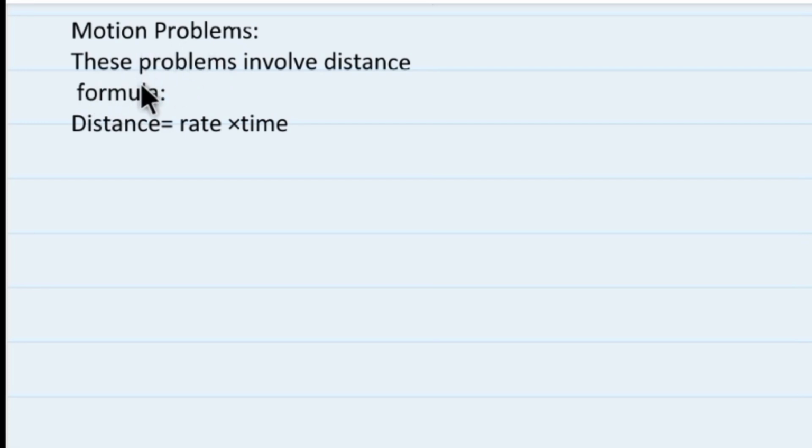Now let's solve motion problems. These problems involve the distance formula, that is distance is equal to rate multiplied by time. So what is rate? Rate is actually the speed of an object. Let us suppose a car moves at a speed of 60 miles per hour for 2 hours. Then the distance covered by the car would be 60 times 2 is equal to 120 miles. So this is simply the distance formula. Distance is equal to rate multiplied by time. So now we solve some problems related to the distance formula.